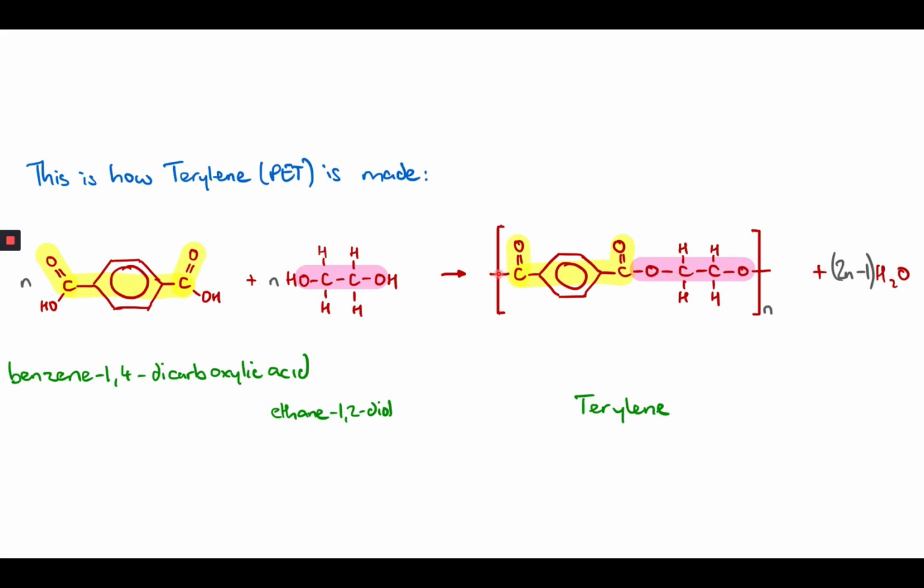I should have mentioned this on the previous slide, but if you're having to draw the structure like this with the square brackets, make sure that your bonds go through the brackets to show that there's a continuation, and this is the same with addition polymers. So that's at both ends. And also make sure that you show that your repeating structure is repeating n times. But that's Terylene, a specific example of a polyester.